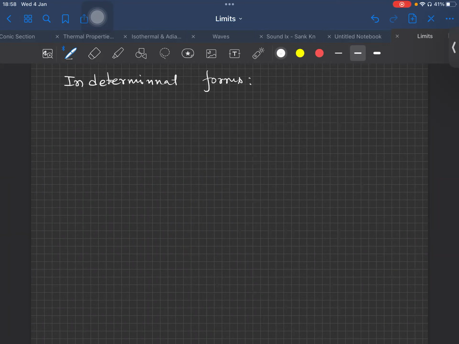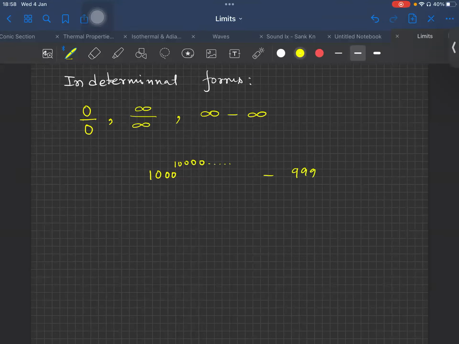Some of the forms that we say are indeterminate: 0 upon 0 is indeterminate. Any other? Infinity upon infinity is indeterminate. Infinity minus infinity is also indeterminate, minus or plus, whatever you want. It is not equal to 0 because we don't know the infinity. For some, infinity can be this; for some, it can be 999 to the power 999. How can you say which one is greater? We cannot, because we don't know the end.